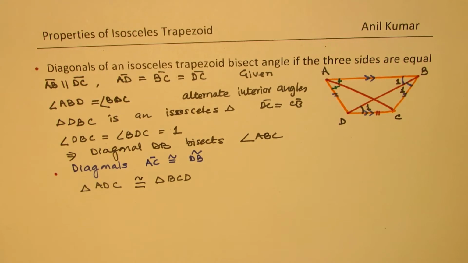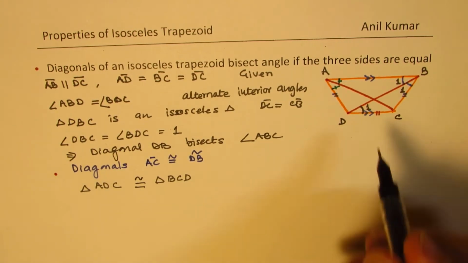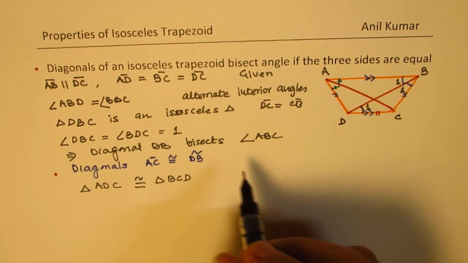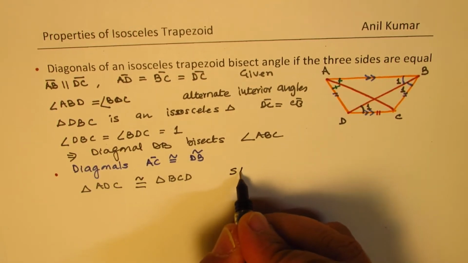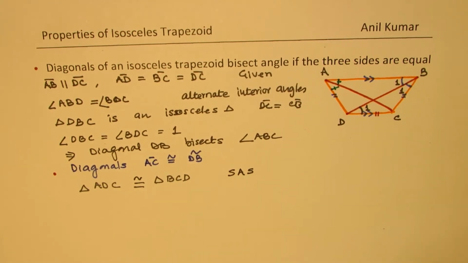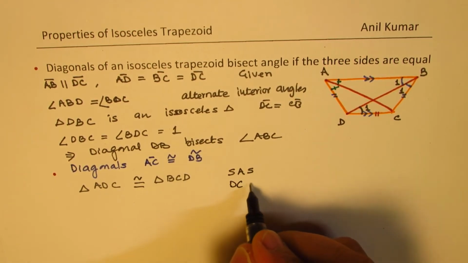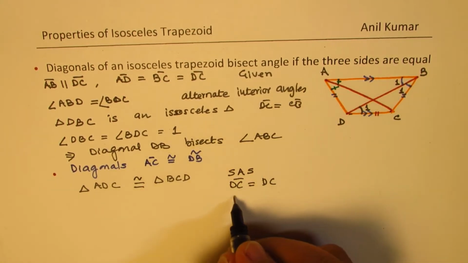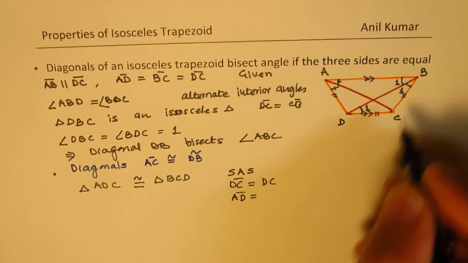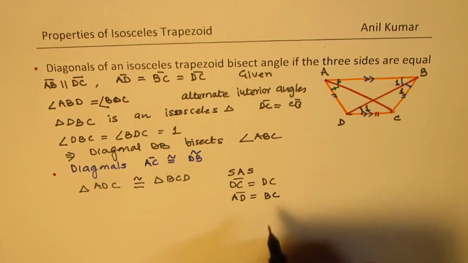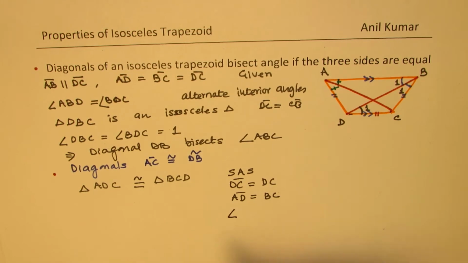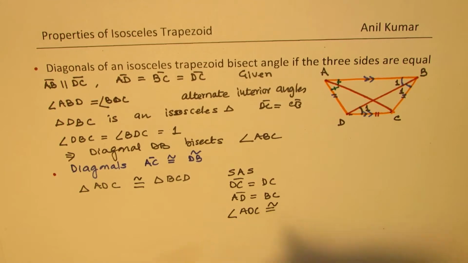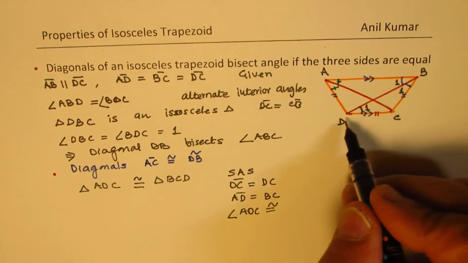Can you tell me how? Well, we have a common side, right? So this is because of SAS. We have a common side DC, which is equal to DC. And we have AD equals BC. And the third thing is that this angle, which is ADC, is also congruent to angle BCD.